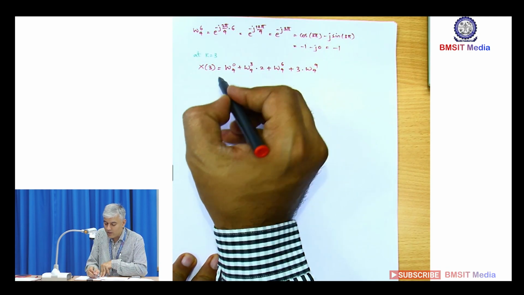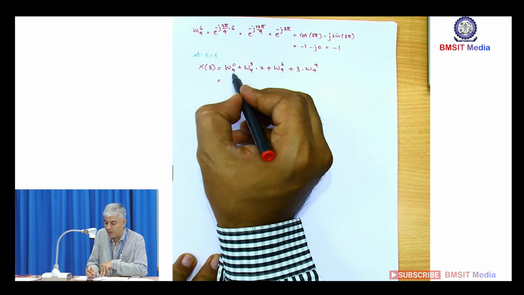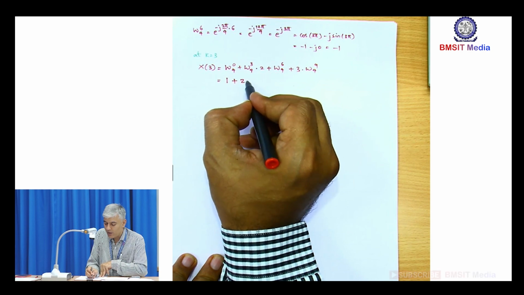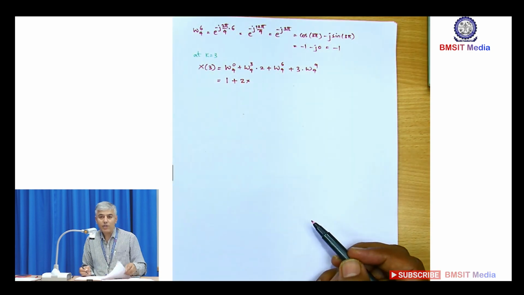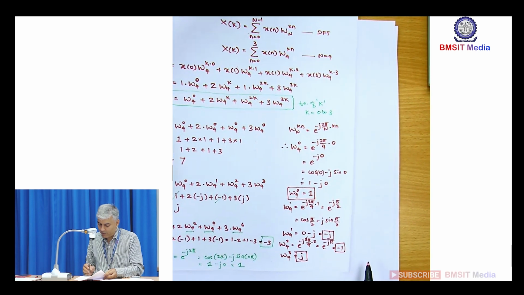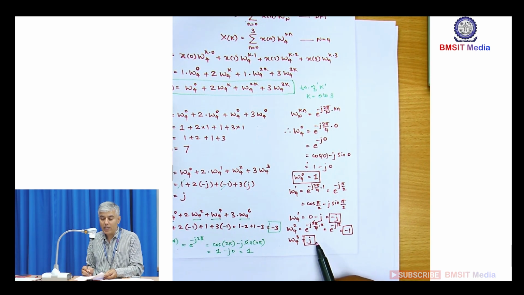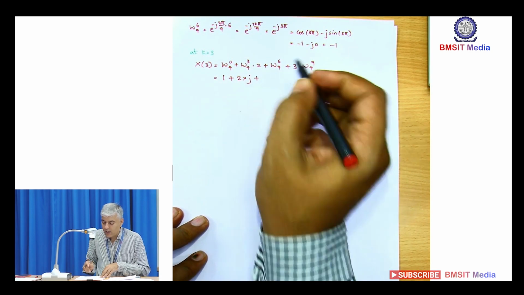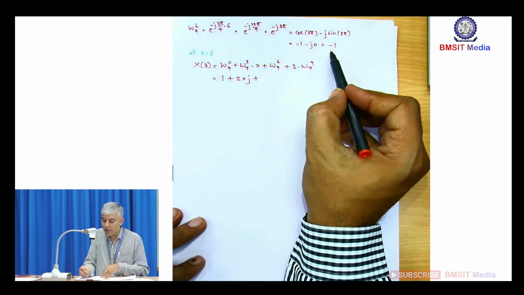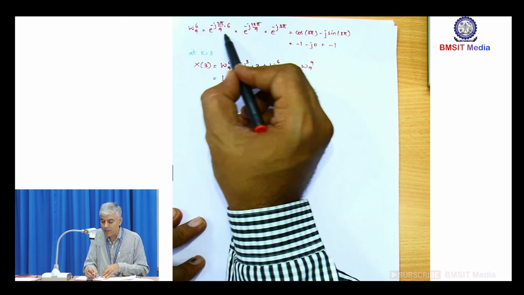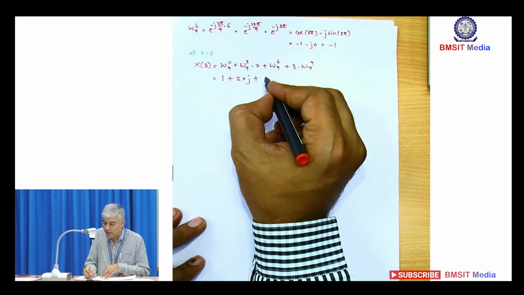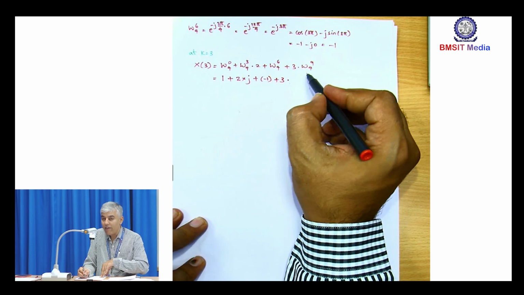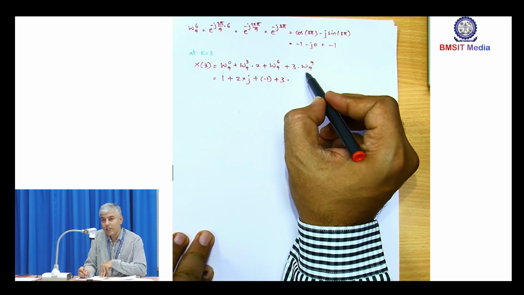Some of the values are known to us, like w4 raised to 0 is 1, we have already shown that, plus 2 into w4 raised to 3. So what was the value of w4 raised to 3? We have determined the value. w4 raised to 3 happened to be j. So I can substitute that value here, 2 into j, plus w4 raised to 6 is written over here. w4 raised to 6 was determined using this process, and we got it as minus 1, plus 3 into, the only value that is not known to us right now is w4 raised to 9.